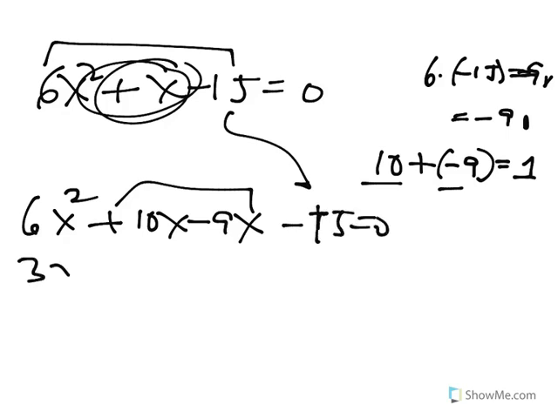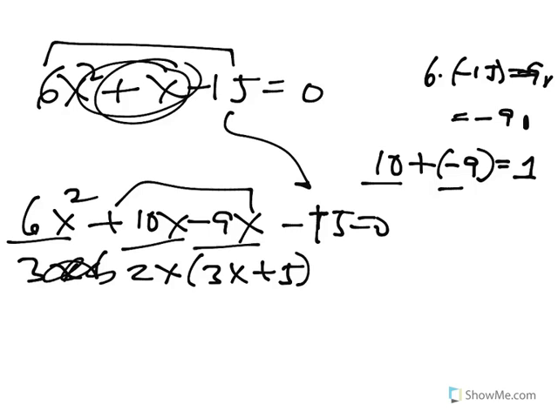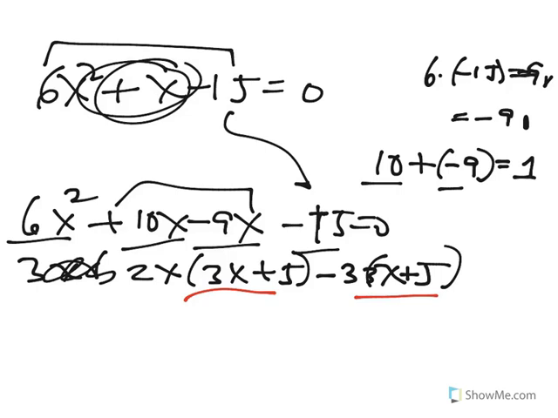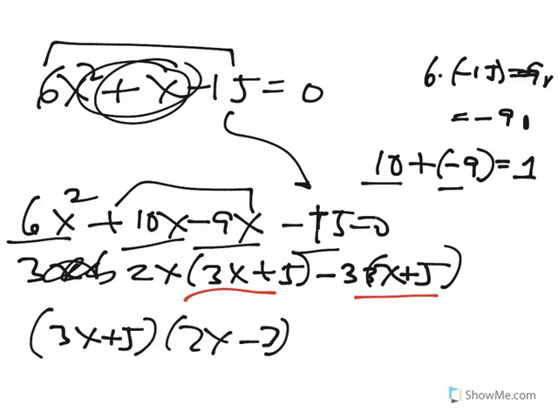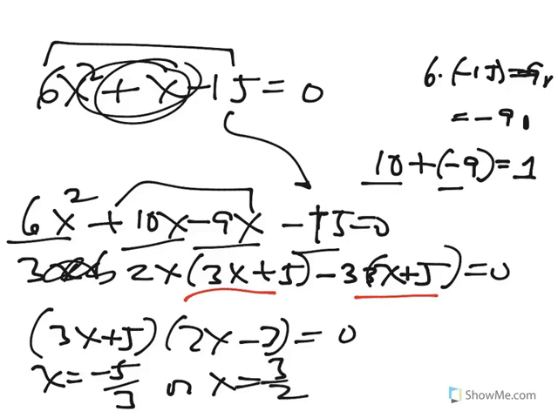And now we factor by grouping. 6x squared and 10x have a common factor of 2x. So it becomes 3x plus 5. And minus 9x and minus 15 have a common factor of 3. I'm going to put a minus 3 out here so that this becomes 3x plus 5. And this is really convenient because they're both 3x plus 5s. So I factor that out, and it becomes 3x plus 5 times 2x minus 3 equals 0. Or x equals negative 5/3, or x equals 3 over 2, just like before.